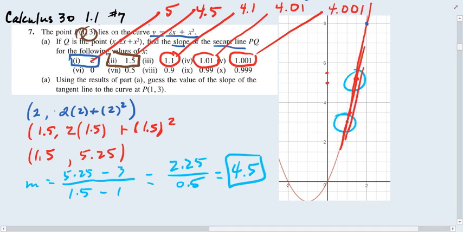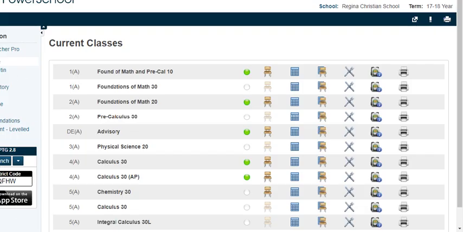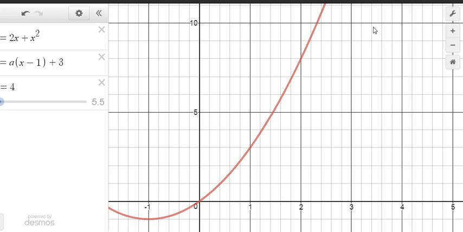Now, I've actually got something set up for you over here. Desmos, Calc 30 Desmos. Check this out. So this is your curve right here, 2x plus x squared. If I light up this other line, now look at what we're doing here. I've got this set up so that I can rotate this line a little bit. So 2, 8.